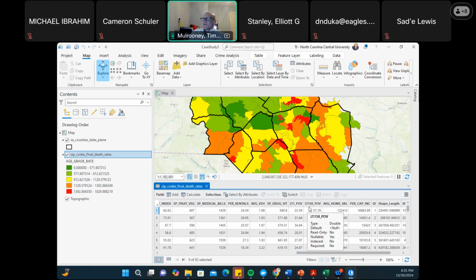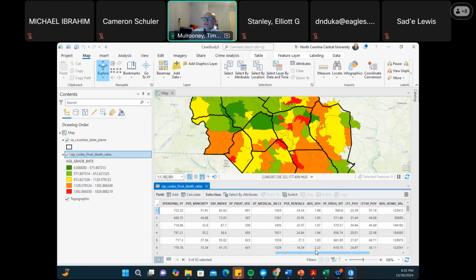So if the poverty line just happens to be $40,000, this is people who live under $60,000 based on your family size or household size and location. Average home value, per capita income. So I got a lot of variables here.